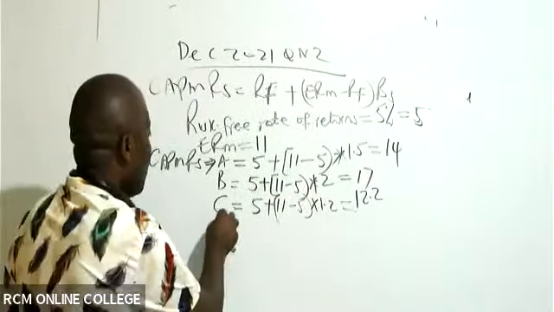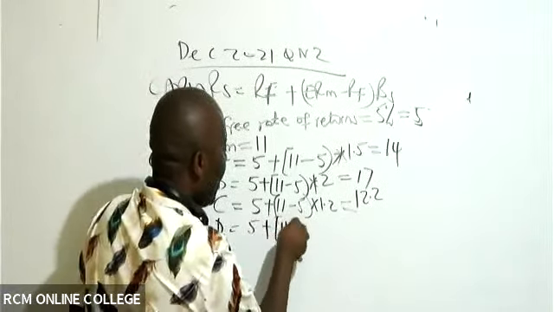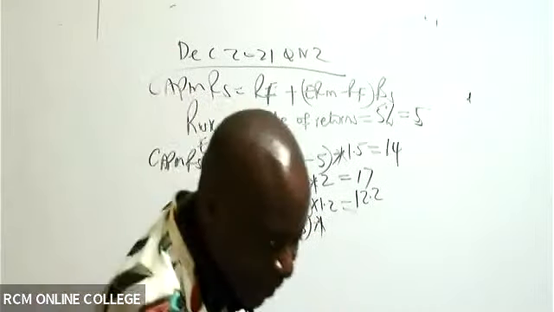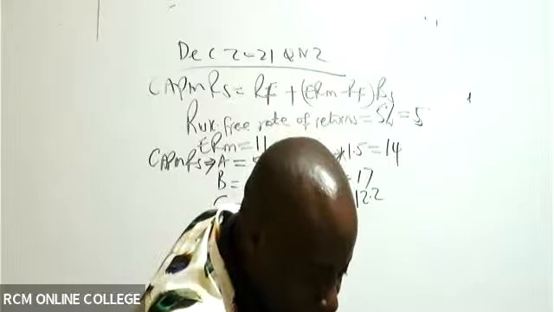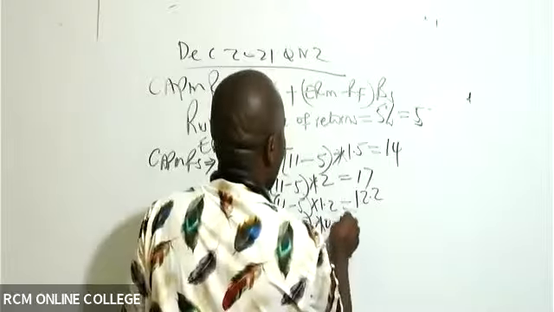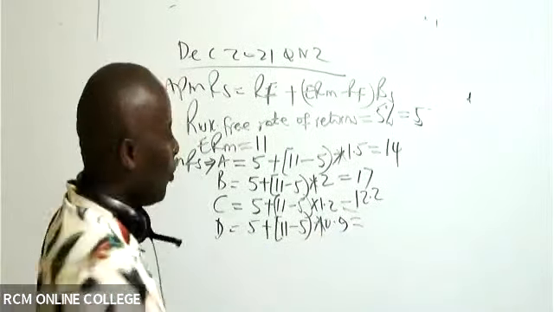Now when you come here to dog, we have 5, it remains the same: risk free plus ERM 11 minus 5 times, in this case here, D, the beta of D is 0.9 actually. How much did this give you for dog? The final answer is 10.